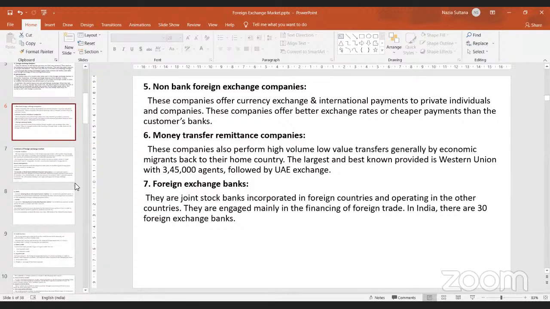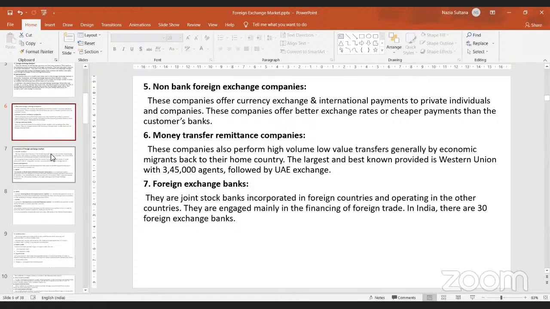You have commercial banks, brokers, individuals or entrepreneurs, and corporate houses. Then you have private firms, the central bank of a country, non-bank finance companies, and remittance companies, who are all the players in the forex market, right?